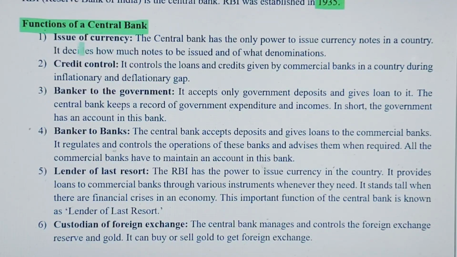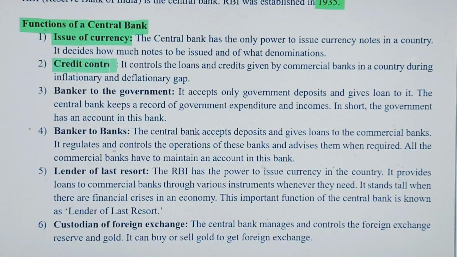The first function is issue of currency. Now, as the name implies, this bank has the power to print and issue currency in a country. How much currency it should print and circulate depends on the economic circumstances and balance of payment of the country. The second important function is credit control.